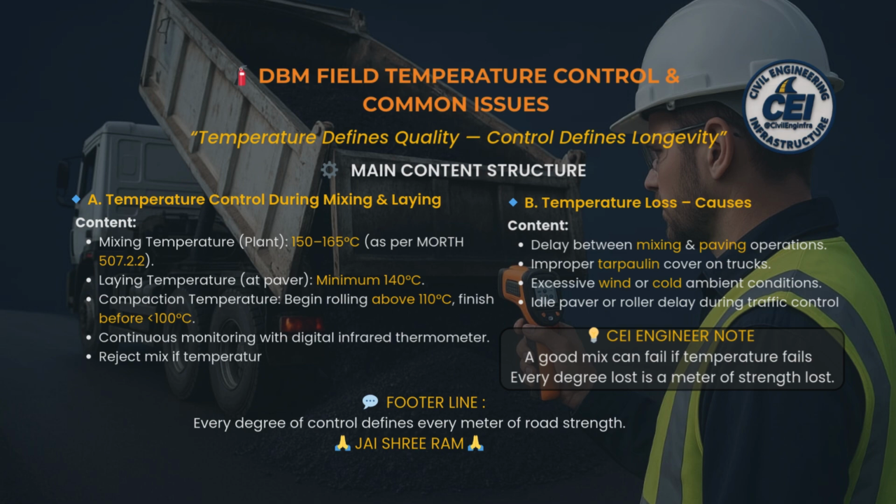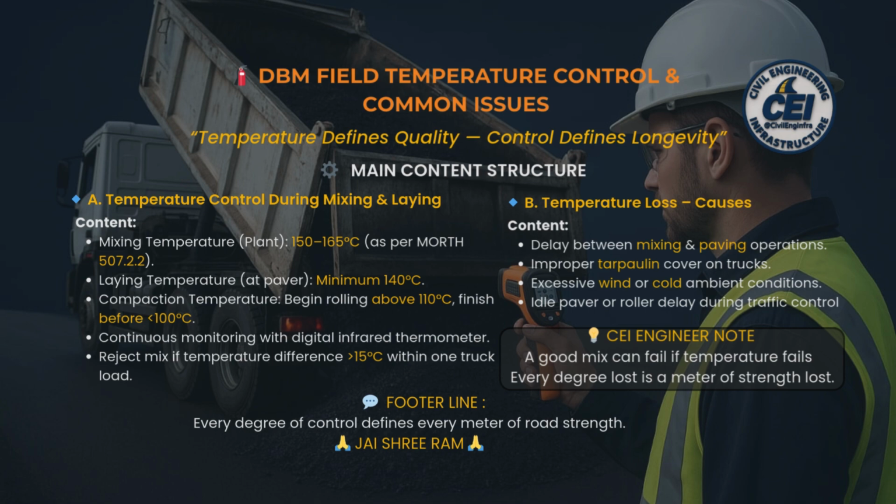Monitor continuously with digital thermometer. Reject mix if variation greater than 15 degrees Celsius within one truckload. B. Causes of temperature loss. Delay between mixing and paving. Improper tarpaulin cover on trucks. Cold or windy conditions. Idle paver or roller due to traffic delays.